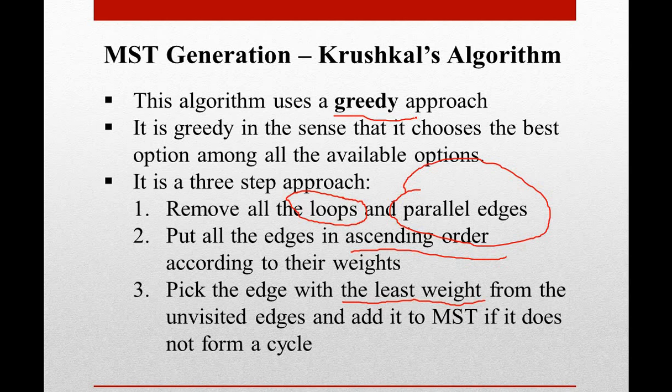If an edge is visited and added to the MST, the minimum spanning tree, we don't have to consider it because it is already added. So we always look at the unvisited edges and pick the one with the least weight and we add it to the MST.